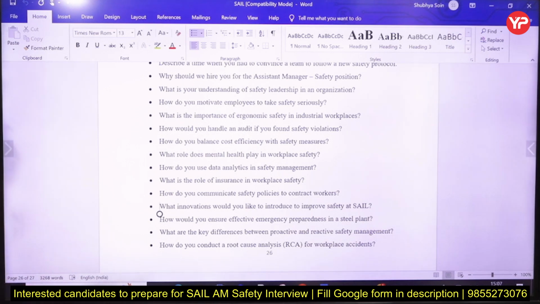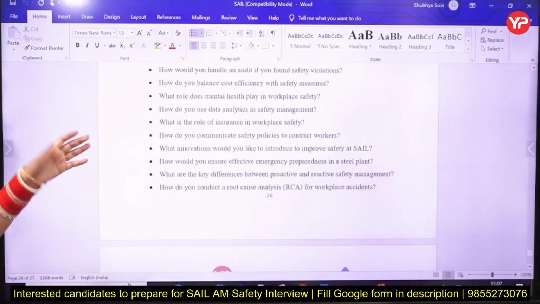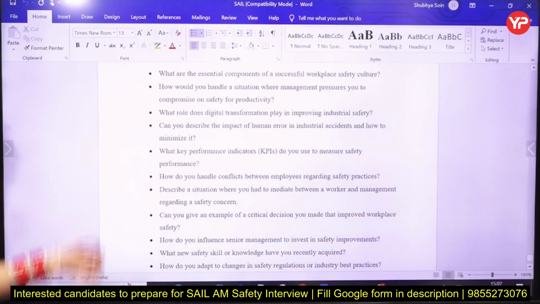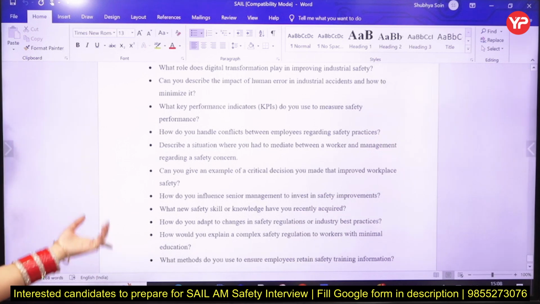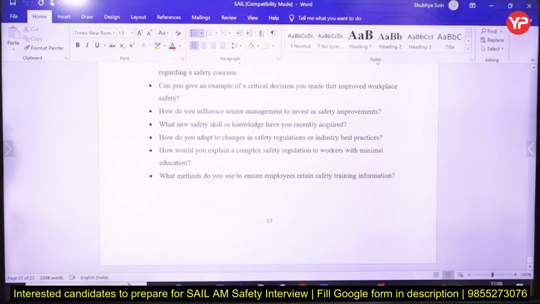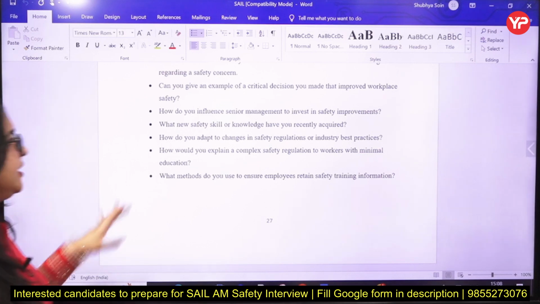How do you balance cost efficiency? Data analytics in safety management, the role of insurance in workplace safety? How do you conduct RCA for workplace accidents? Now, essential components of a successful workplace safety culture. Impact of human error in industrial accidents and how to minimize it, about the KPIs and how would you ensure the safety measures related to it. Can you give an example of a critical decision you made that improved workplace safety, and how would you explain a complex safety regulation to workers with minimal education, and what methods do you use to ensure employees retain safety training information?